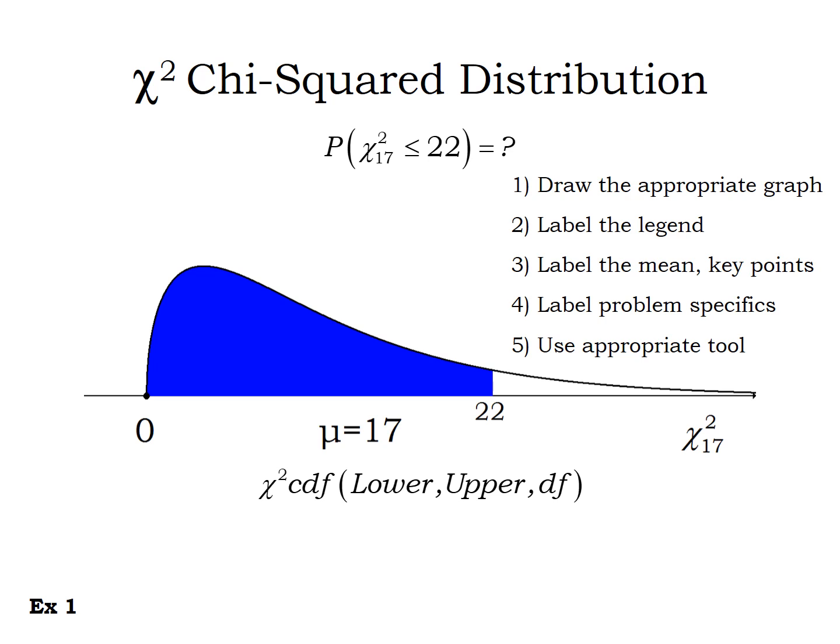So, from our graph, we can see the shaded region, lower limit 0. Okay, chi-squared scores never go below 0. Our upper limit is 22. We want the probability that we're somewhere in between. So lower limit 0, upper limit 22, degrees of freedom are 17. We put that in our calculator and we should get out approximately 0.8153.